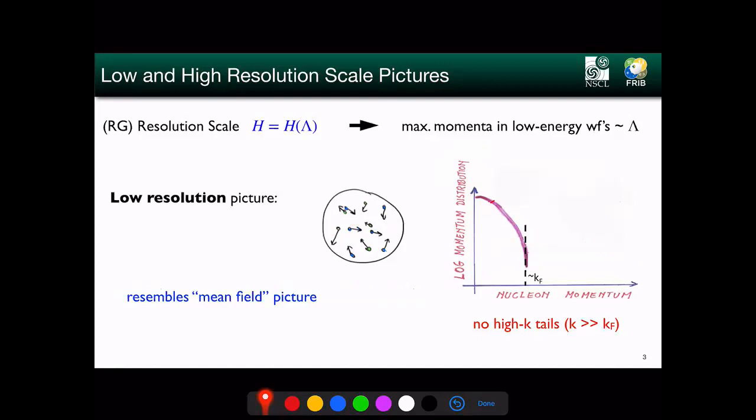For the low resolution picture, we have a cartoon like what's shown here. This is something where our theory resembles a mean field picture. What that means in practice is there are no high momentum tails. If you were to look at something like the single particle momentum distribution in a many-body system, you would find that the strength rapidly dies off if you go much above KF. Okay.